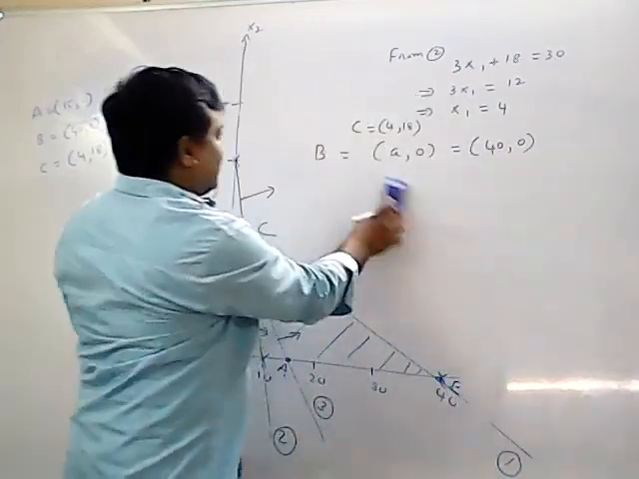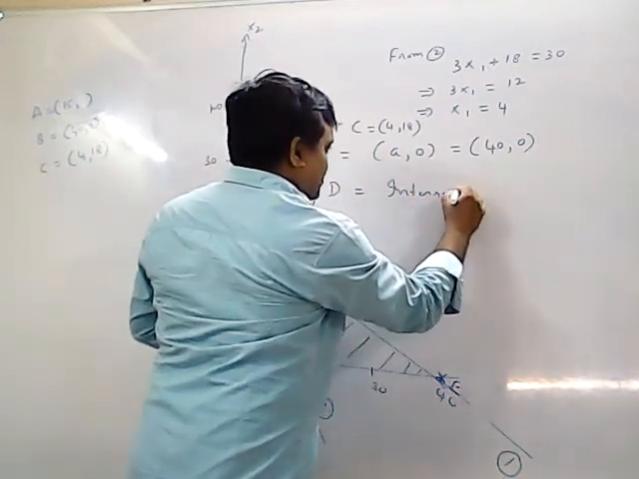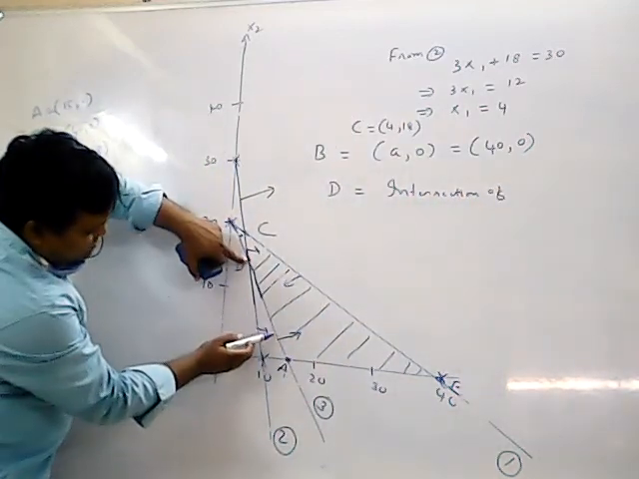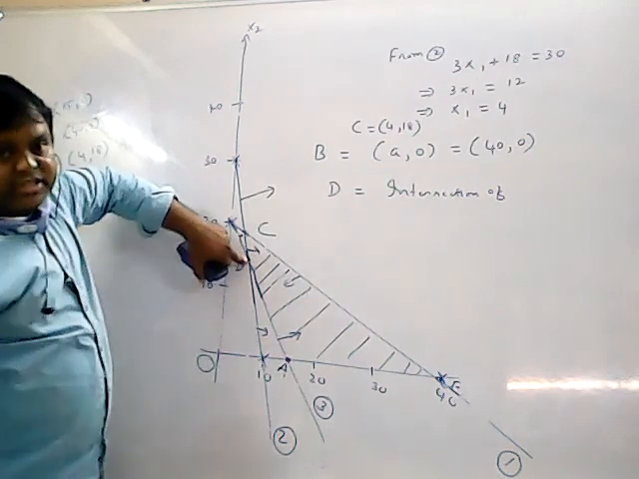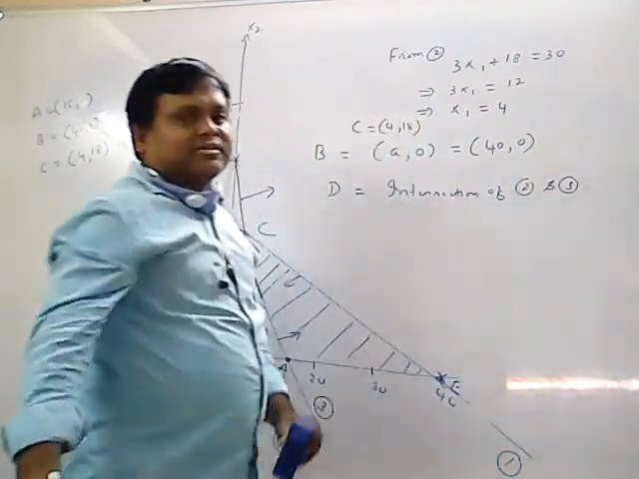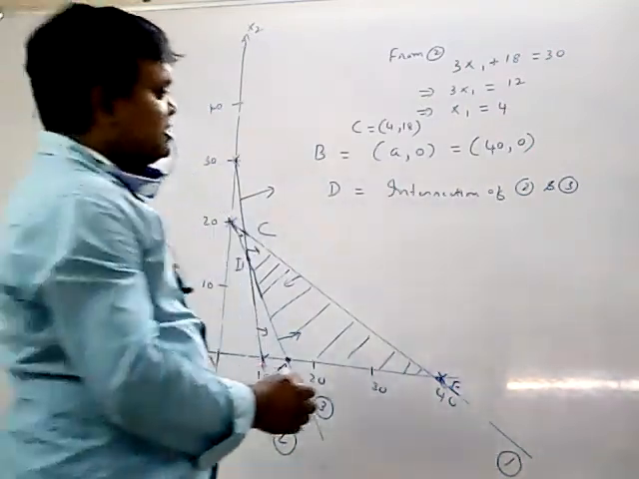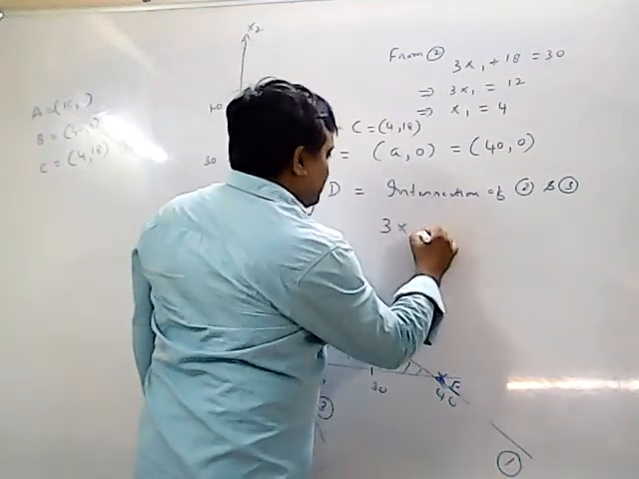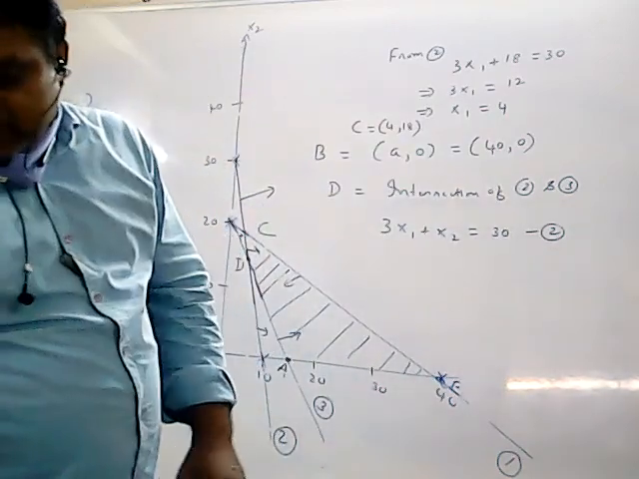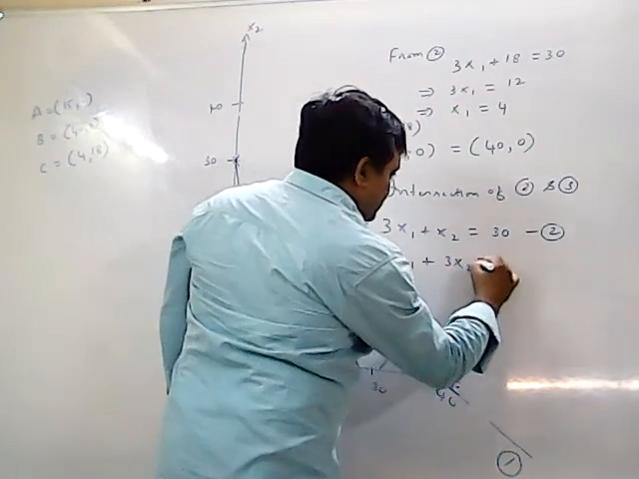Now I will calculate D. See, D is the intersection of which ones? This is the third and this is the second. So the intersection of the second and third equations, if you solve, you will get the D point. What is the second equation? 3x1 plus x2 equal to 30. What is the third equation? 4x1 plus 3x2 equal to 60.